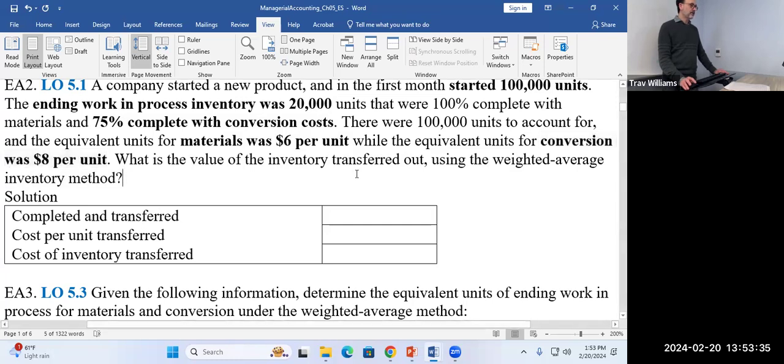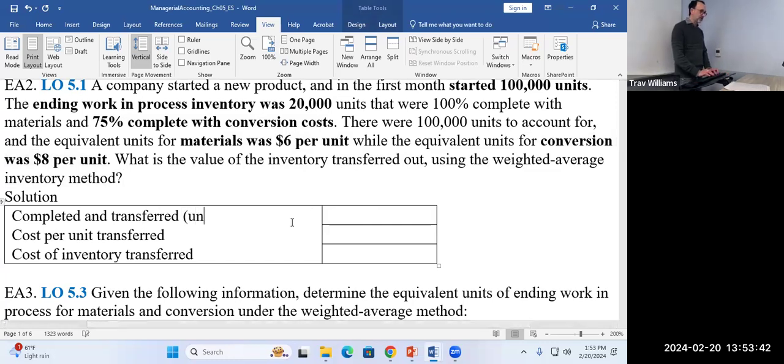We'll be using the weighted average. So what we have to do is figure out the units that got transferred out. What is the cost per unit that got transferred? That's a total cost per unit. And then we'll be able to multiply to get our cost. So we need units, we need cost per unit, and then we'll multiply. I'll give you a minute or two to work on that.